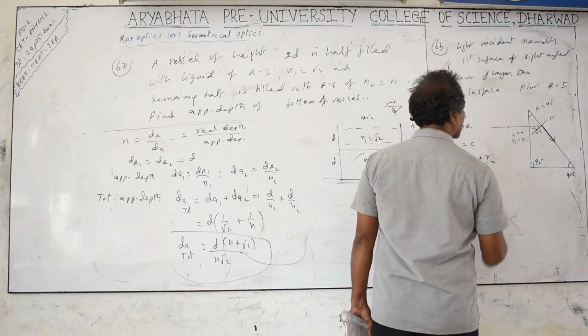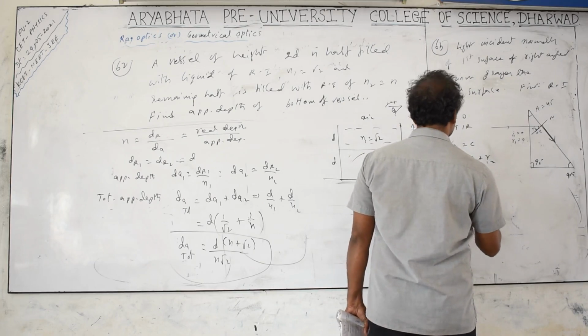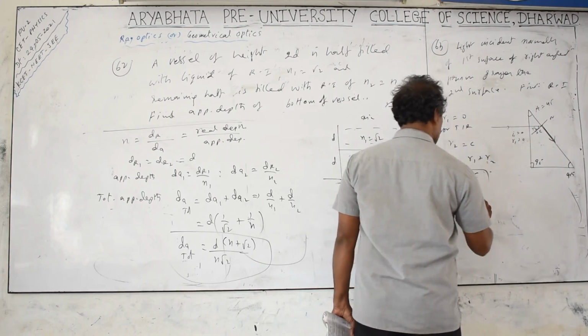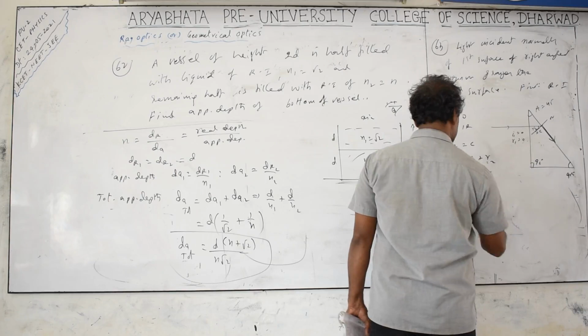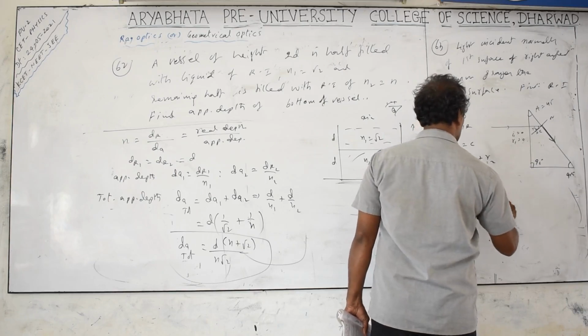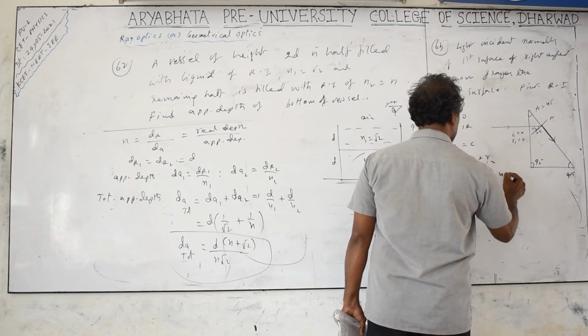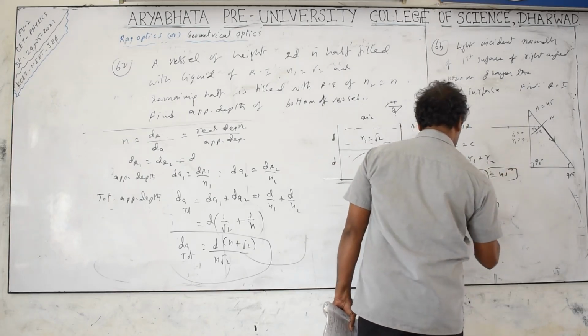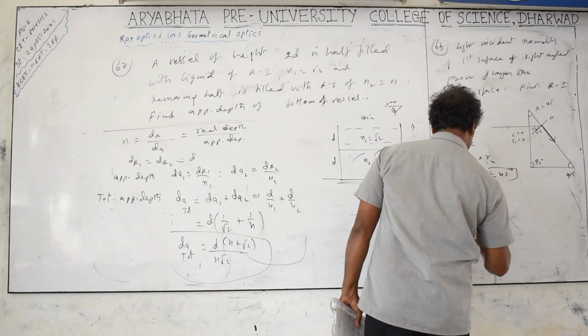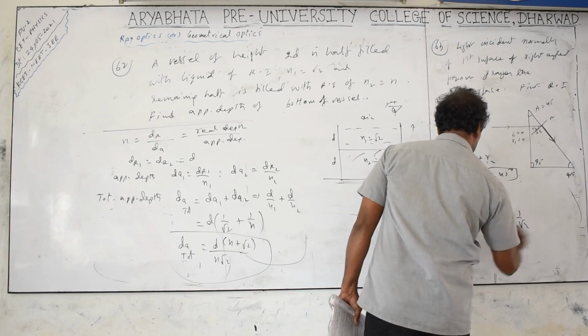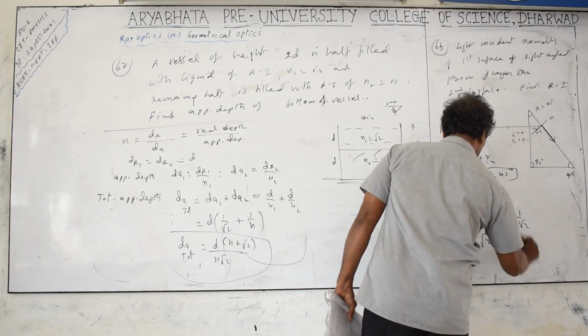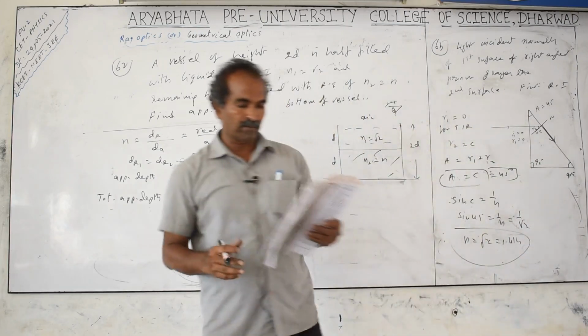The next relation: you are asked to find the refractive index n. Sin C is equal to 1 by n, and C itself is A, which is 45 degrees. So sin 45 equals 1 by n. Sin 45 is 1 by root 2, so n equals root 2, which is 1.414. That is the answer. That problem is very important for all exams.